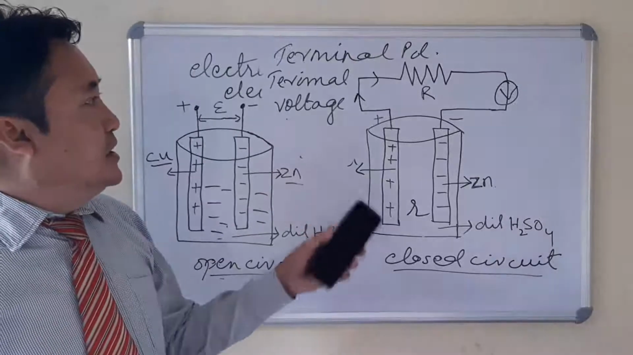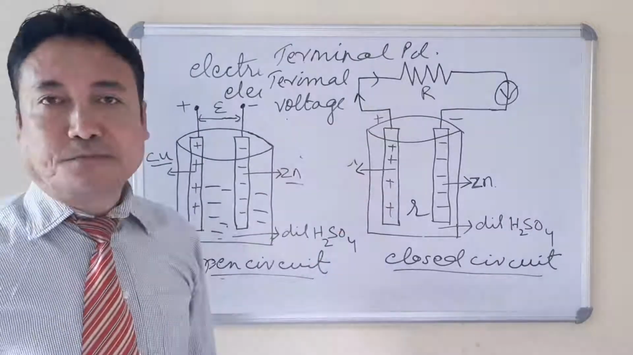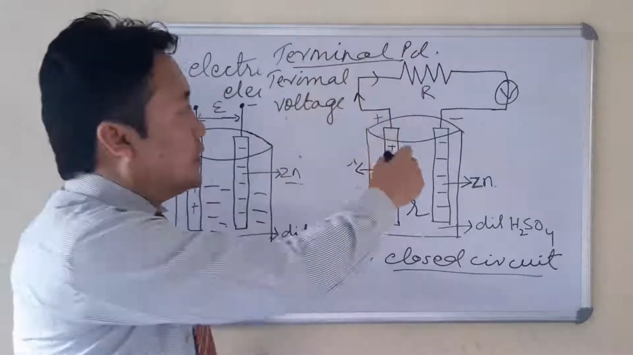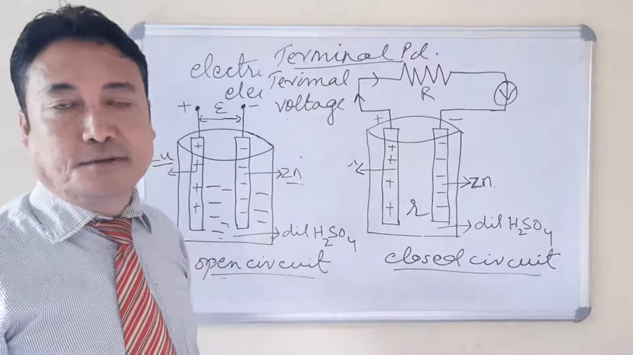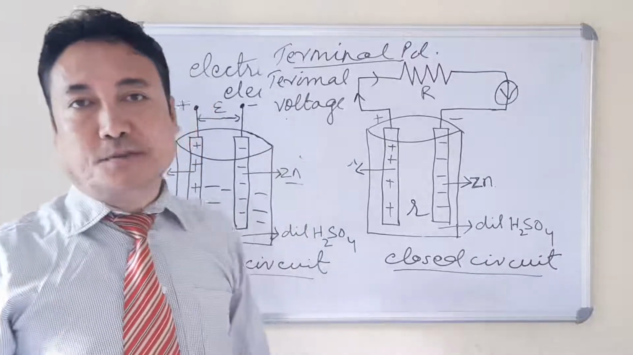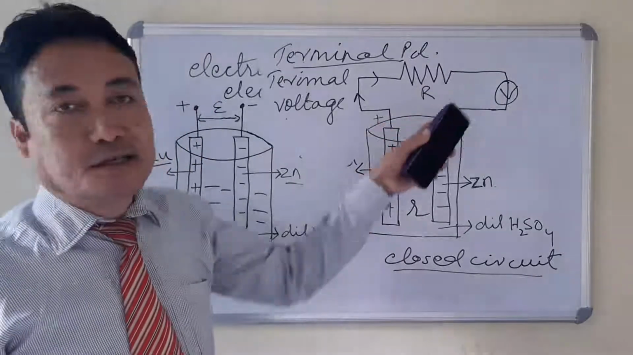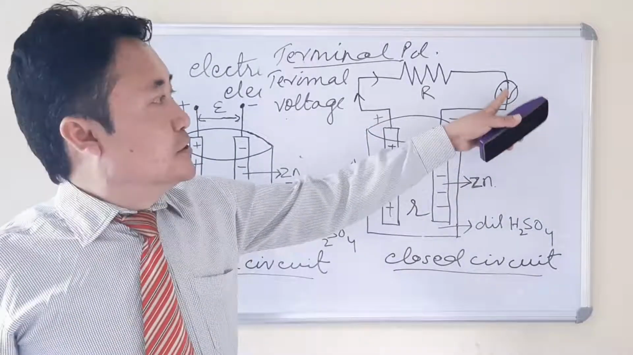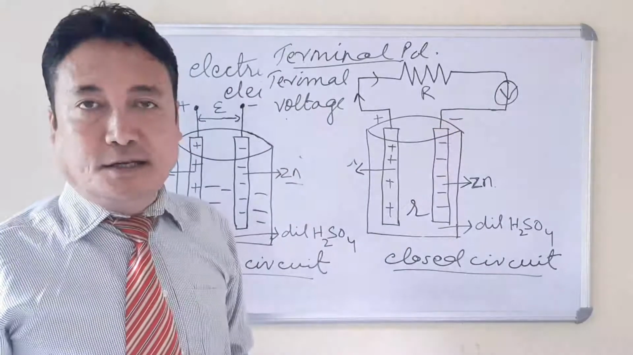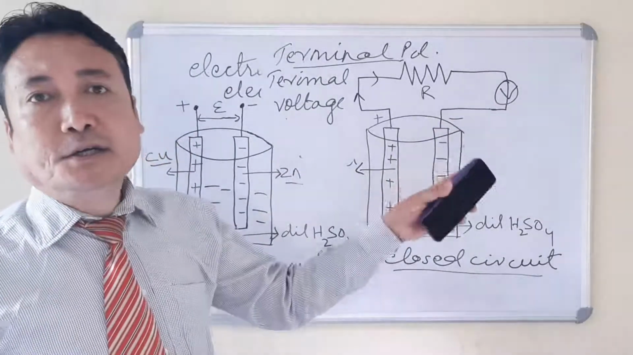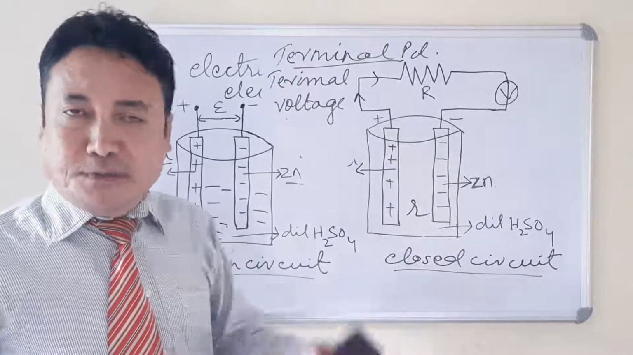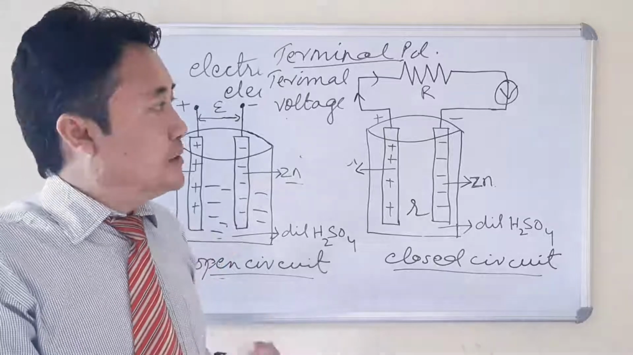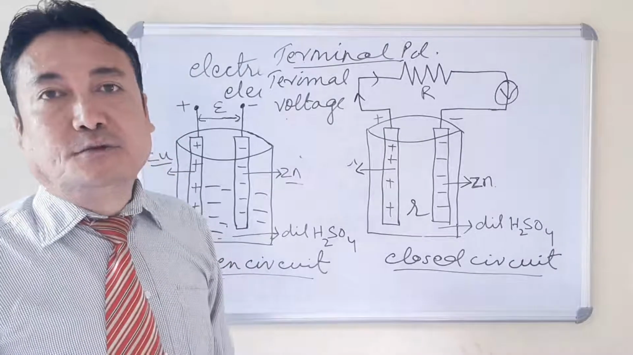Now the next point. When the current flows through the external circuit, the voltmeter reading drops. A voltmeter is an instrument to measure the potential difference. So when the current flows through the external circuit from the cell, the voltmeter reading drops. That means it becomes zero. Totally it drops. When the voltmeter reading drops, this is known as the voltage drop.